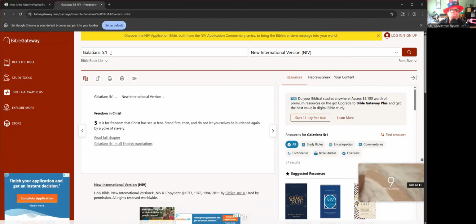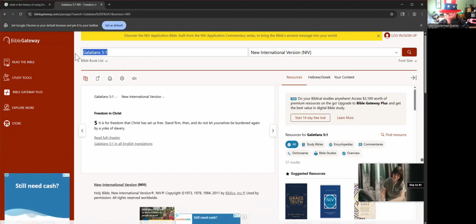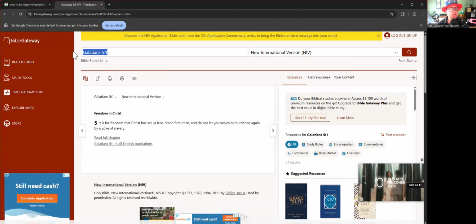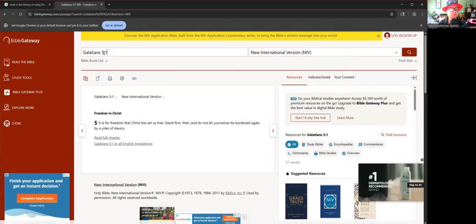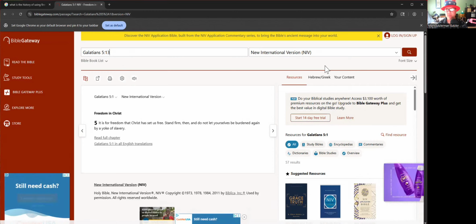So then the next verse I would like to do is going to be actually Galatians 5:13. So we're just going to add a 3 and then we're going to go here.